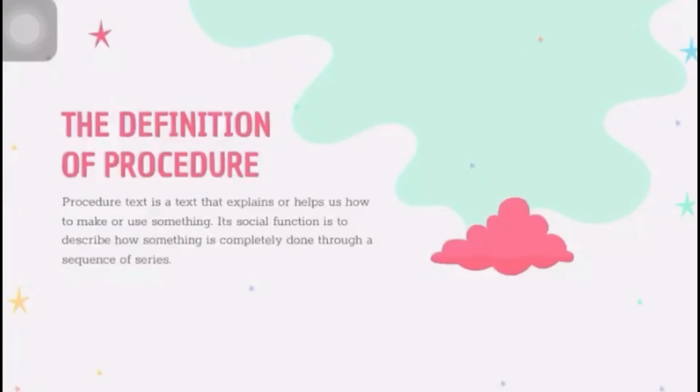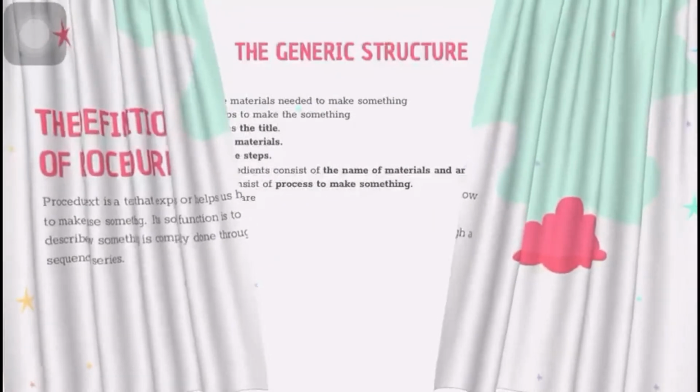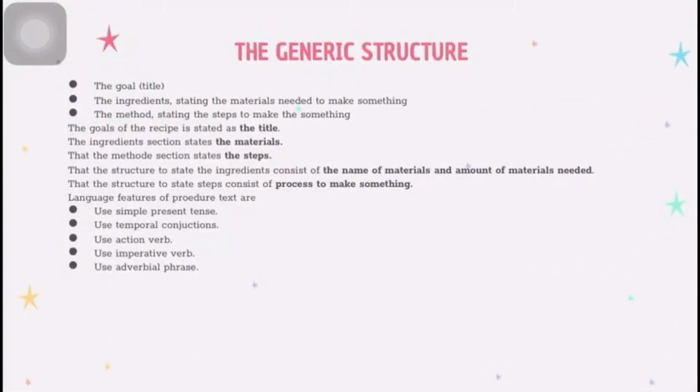The definition of procedure. Procedure text is a text that explains or helps us how to make or use something. Its social function is to describe how something is completely done through a sequence of series. The generic structure: number 1, the goal title; number 2, the ingredients, stating the materials needed to make something; number 3, the method, stating the steps to make something.